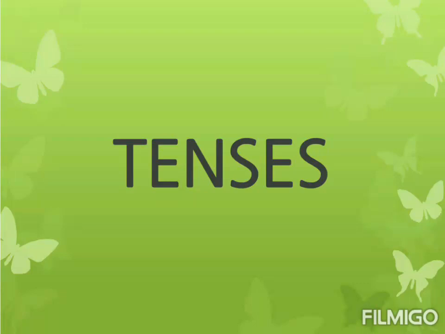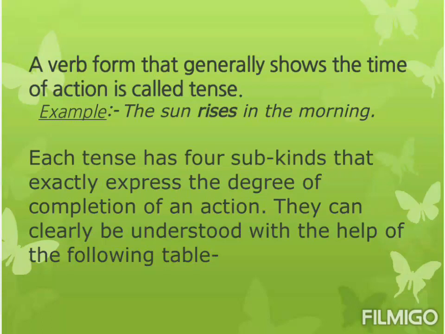Today we are going to study tenses. A verb form that generally shows the time of an action is called tense. For example, the sun rises in the morning. There are three tenses in English: present, past and future.